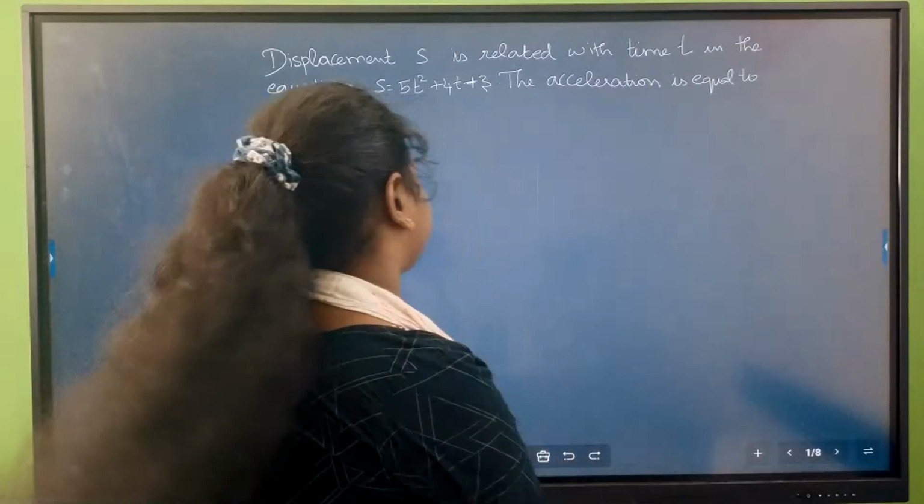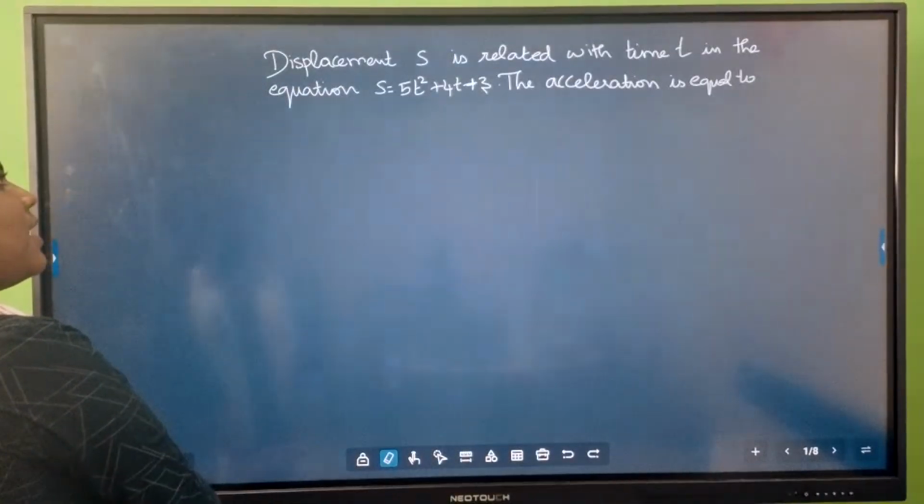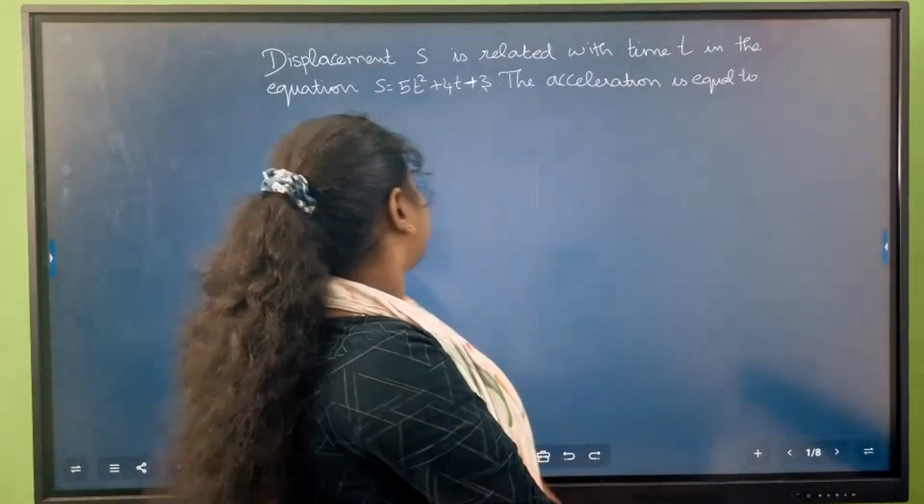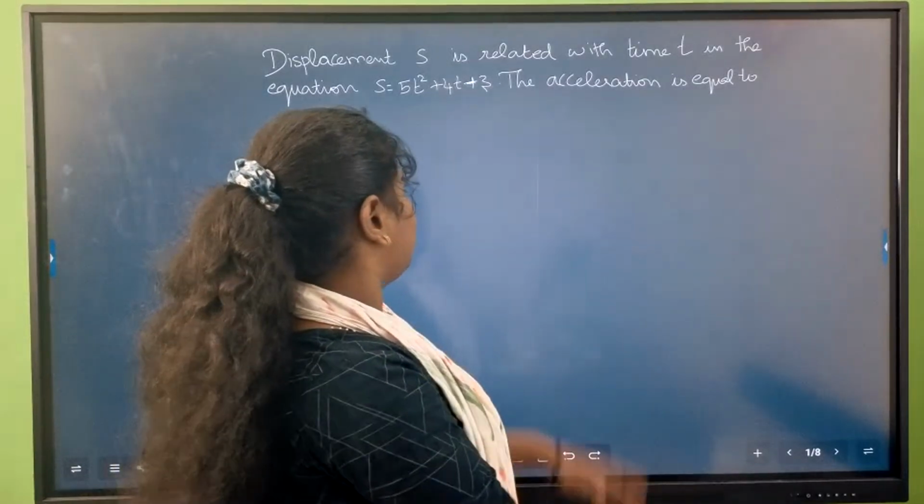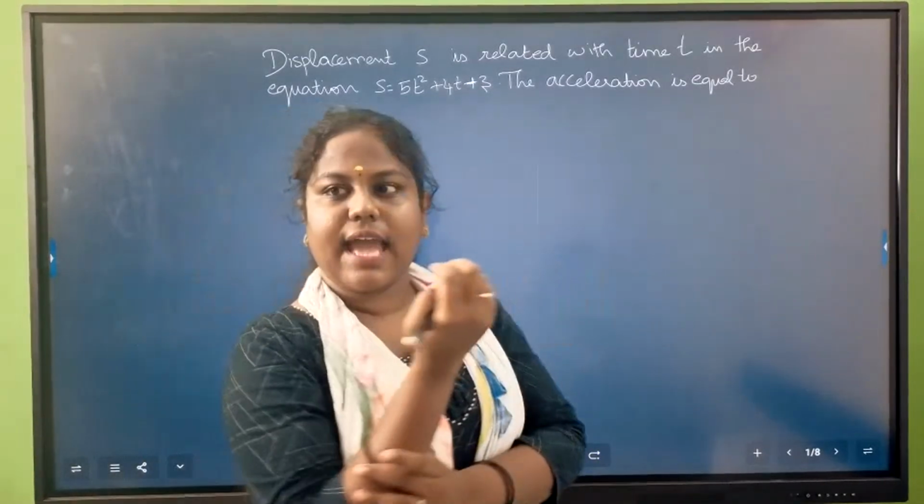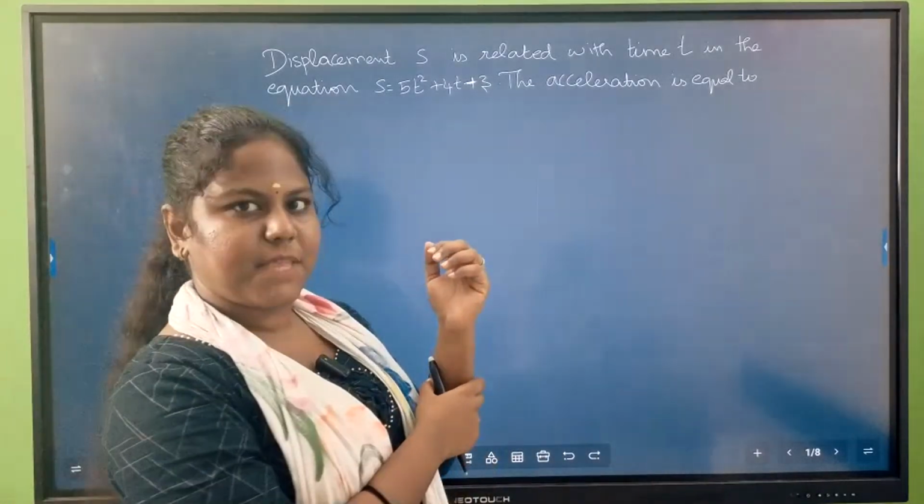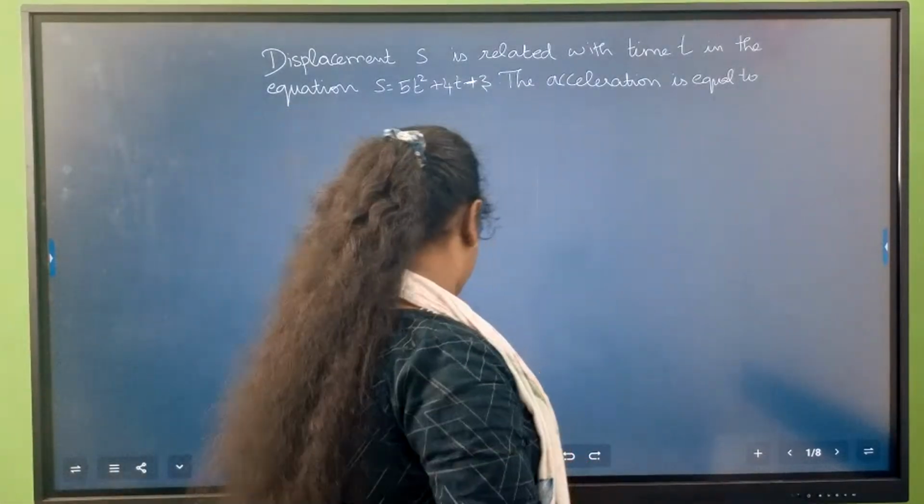Let's move on. What is the first term? Displacement S is related with time t in the equation, S is equal to, this is the equation. The acceleration is equal to, is the equation. So we have to find the acceleration.